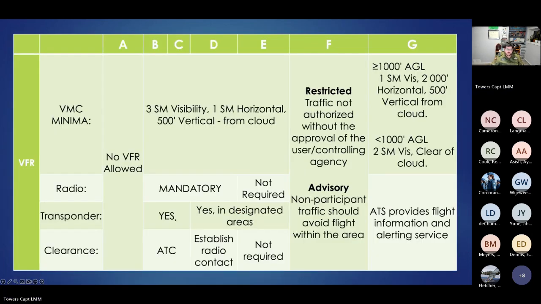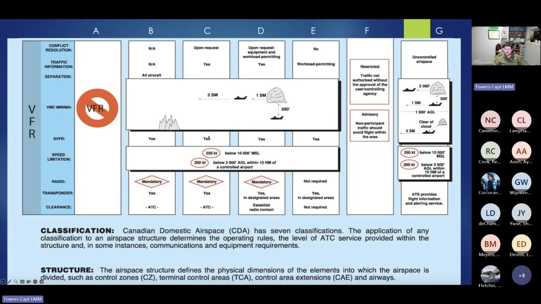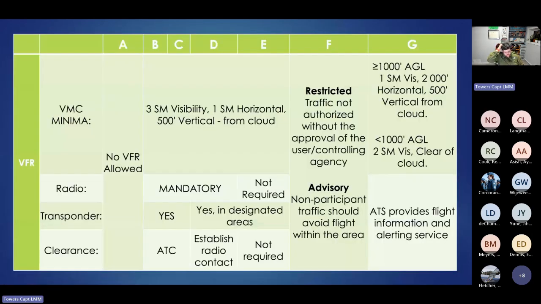Okay. Here's another chart or handout that you can use. This is a better visual reference, and this is better if you memorize words and charts better. It's basically the same information, just laid out differently. So if we look at this chart here, can anyone tell me what the VMC requirements in Class B airspace are?